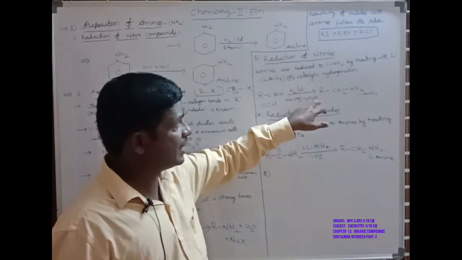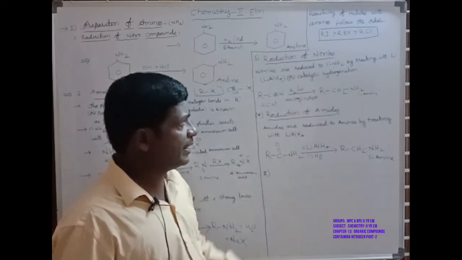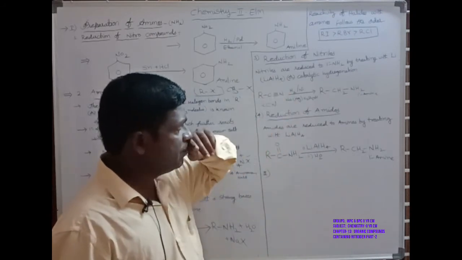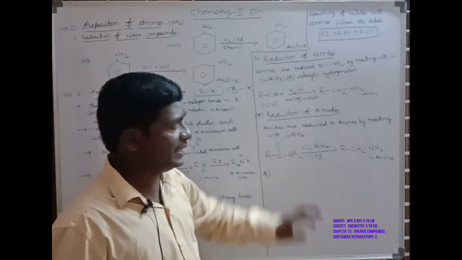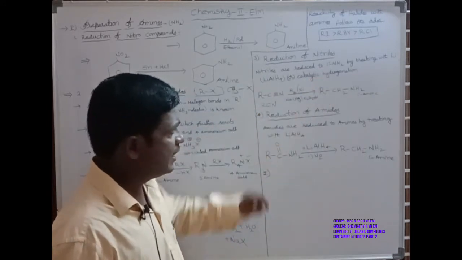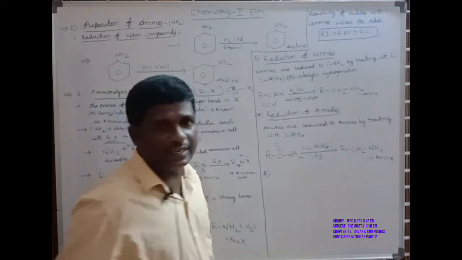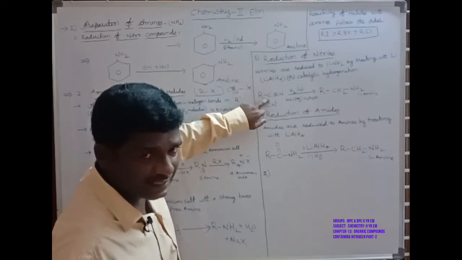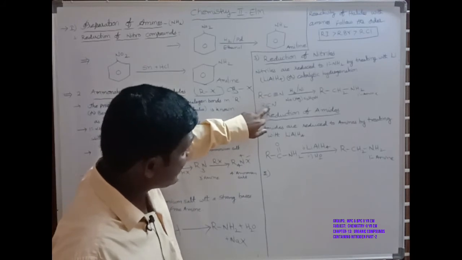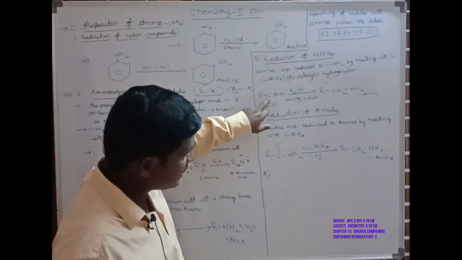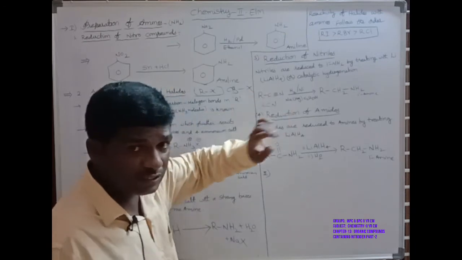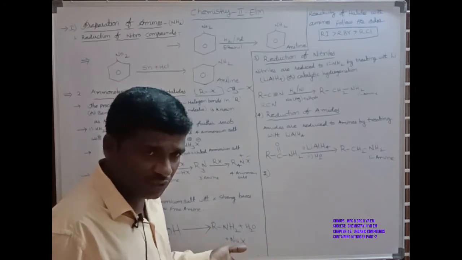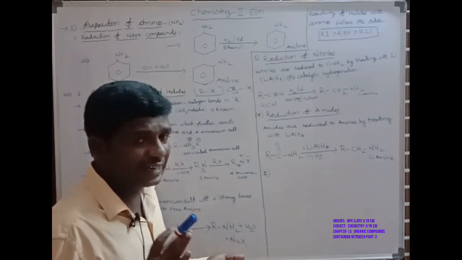Nitriles are reduced to primary amine by treating with lithium aluminum hydride or catalytic hydrogenation, forming the primary amine. Here is the RCN, also called alkyl cyanide, R-C≡N, where the nitrogen has a triple bond. So alkyl nitrile or alkyl cyanide.